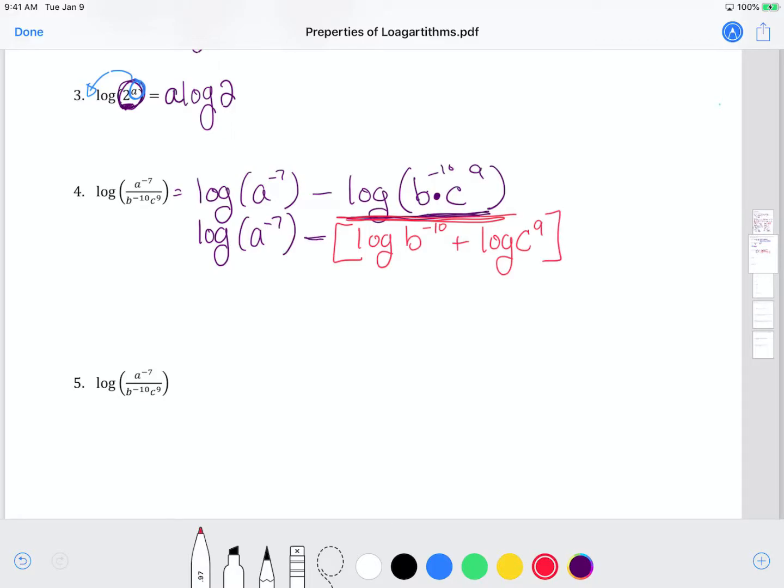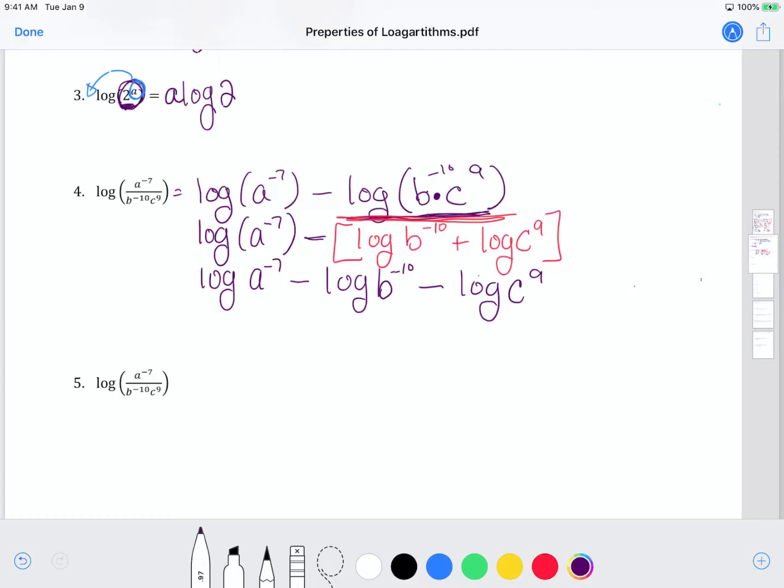And a lot of times, students forget to put parentheses or brackets around that expression to remind themselves that they actually have to distribute that negative. So it's actually minus log base b to the negative 10 minus log c to the 9th. And that is where the little mistakes throw people off. So just take your time and make sure you put parentheses in the right places so that you don't make those mistakes.